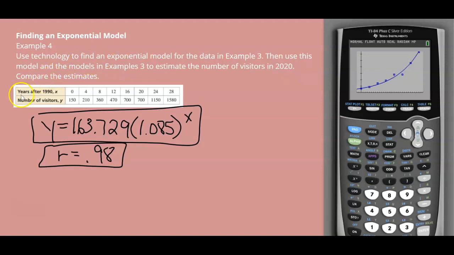All right, so it says, then use the model to estimate the number of visitors in 2020. So from the table, you can see this is years after 1990. So 2020, how many years is that after 1990? So that would be 30 years. So that means we're going to substitute 30 in for our x value.